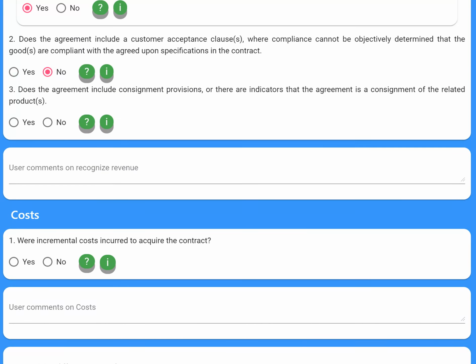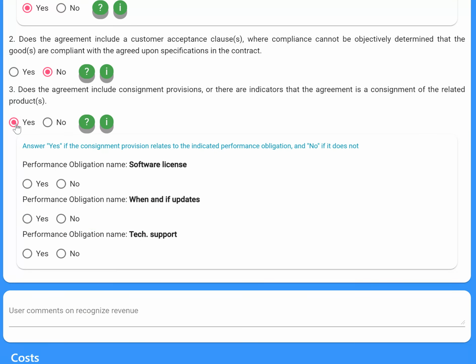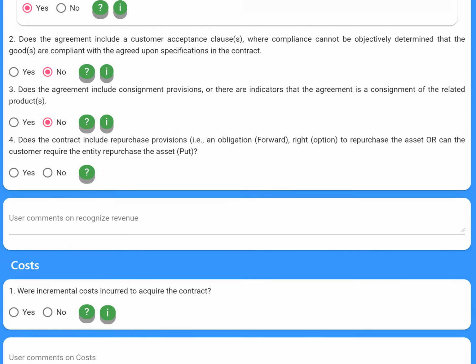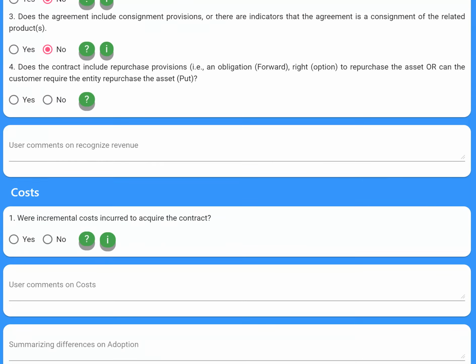The next question is, does the agreement include consignment provisions, or are there indicators that the agreement is a consignment of the related products? So if you were to answer yes, once again, you'd be prompted to identify which performance obligation. If a good or service is on consignment, then a sale actually has not occurred, so you would not recognize revenue.